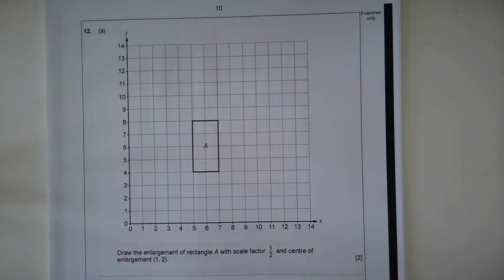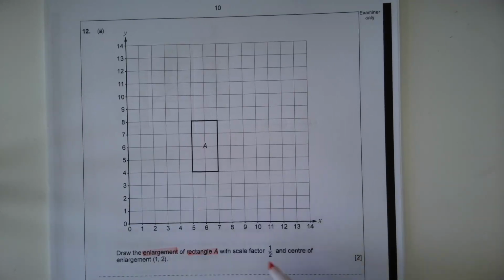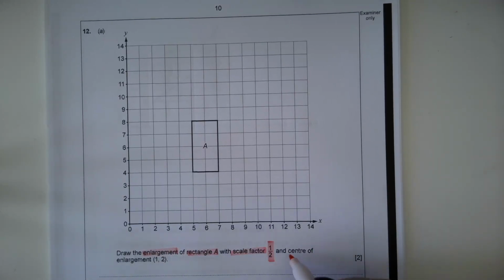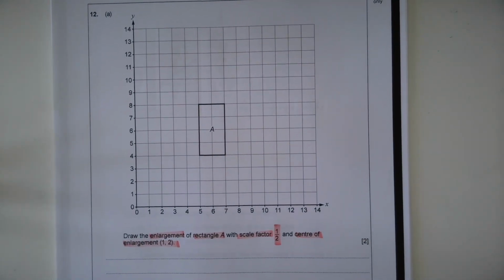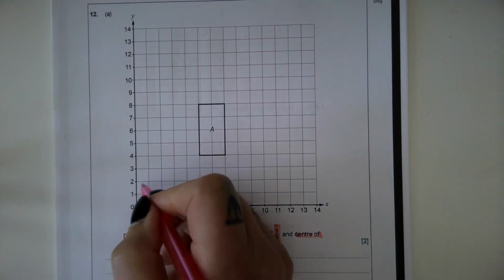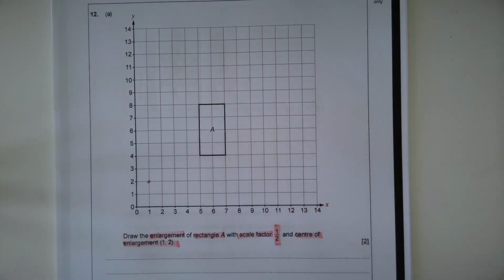Question 12a. So we've got a grid with shape A drawn on it. Draw the enlargement of rectangle A with a scale factor of 1/2 and centre of enlargement 1, 2. So first thing I'm going to do here is find my centre of enlargement. So across to 1 up to 2. So this is my centre of enlargement here.